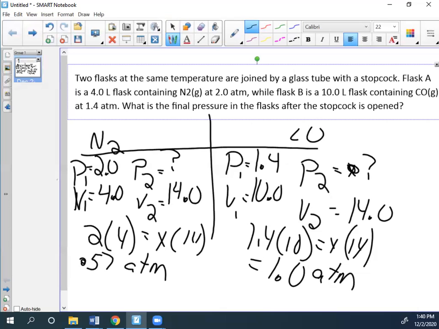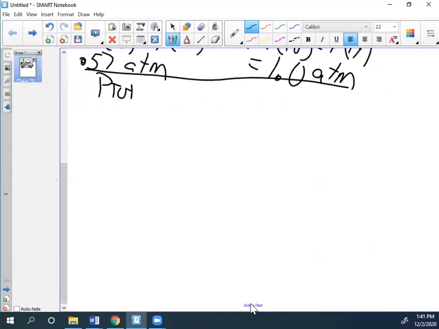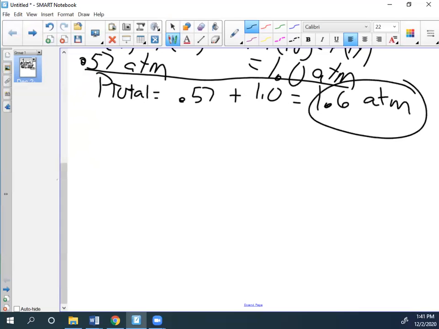I have yet to answer final pressure. So what would I do? Add them. So the final pressure, P total, would equal the 2 numbers added together. P total equals 0.57 plus 1.0. What's the answer? Wrong. 1.6. I'm adding and subtracting, so I only care about numbers after the decimal. Or 1.618.